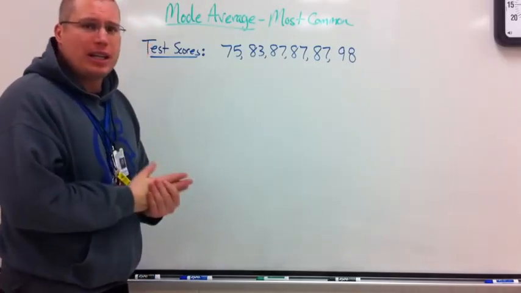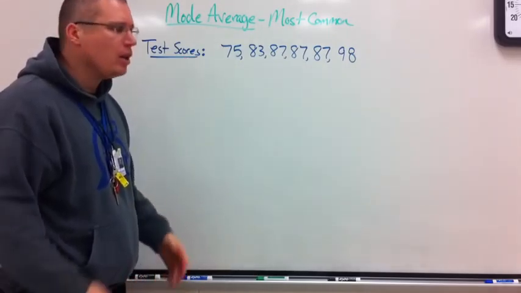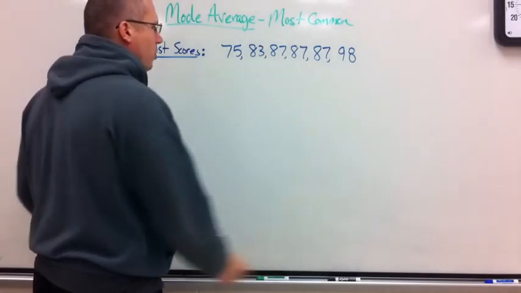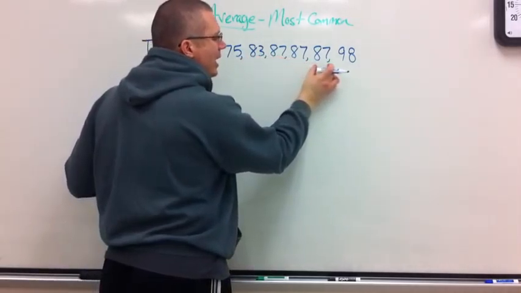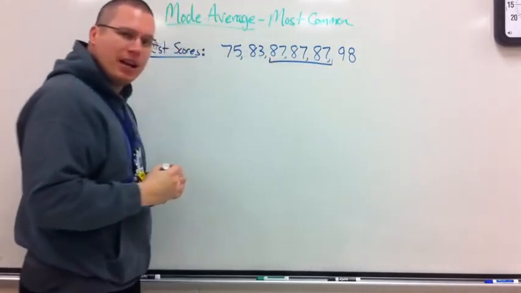Mode, there is really not much to it. It simply is the most common number in a list of numbers. So what you're doing is looking for repeats. So if I were to look at test scores, if I look at this list, 75, 83, 87, 87, 87, 98, you could easily say that the mode is 87.